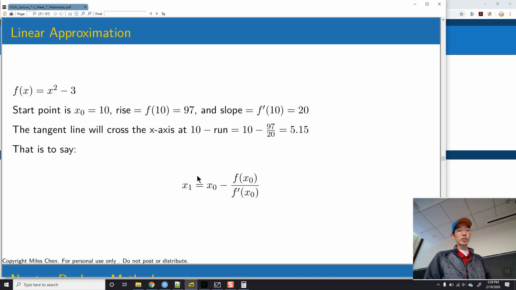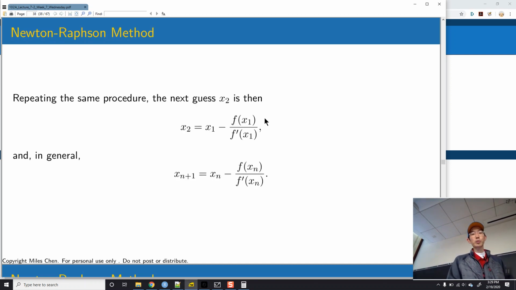Or, more generally, I take in that value x0 and I subtract off f of x0 divided by f prime of x0, and this is going to give me the value x1 to use at the next iteration. Okay, and then we can just repeat this for the next guess x2, and then in general, if we are currently at location x at time n, then the next value we use, x at time n plus 1, is going to be xn minus f of xn divided by f prime of xn. Okay. So that's what we got there.